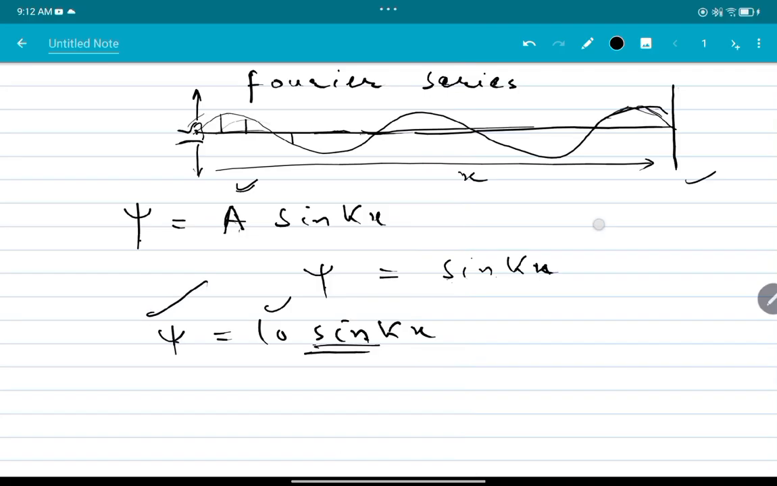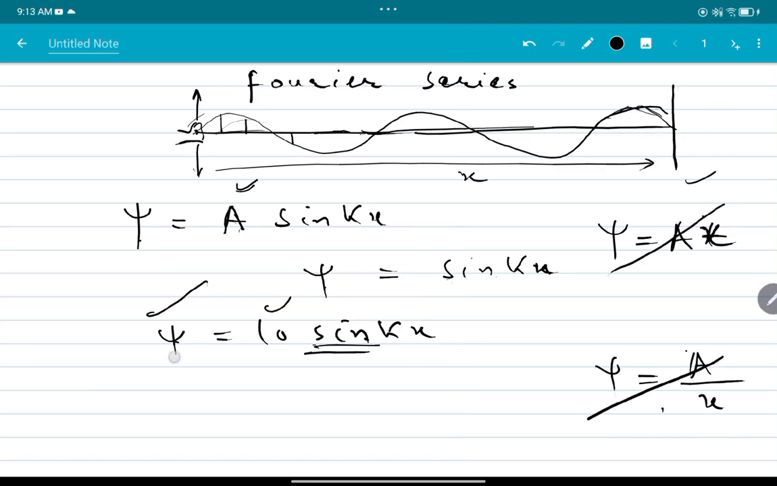If the displacement had been only increasing, then we would perhaps write something like A t. If it had been only decreasing with position along the string, then we would have been writing it as A by x, something like that. But it is neither this nor this.